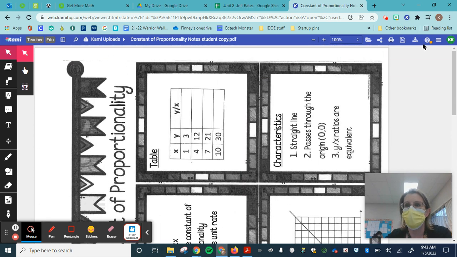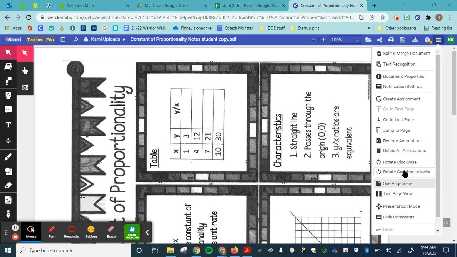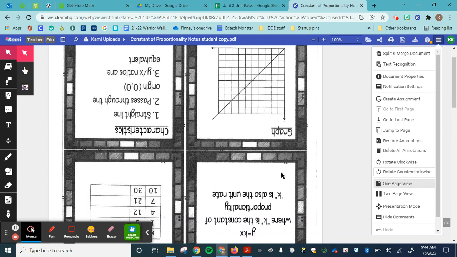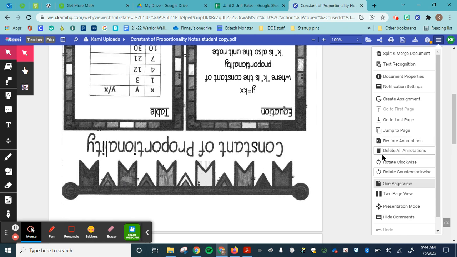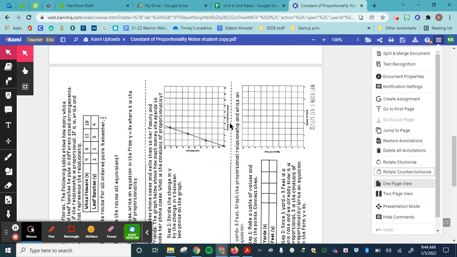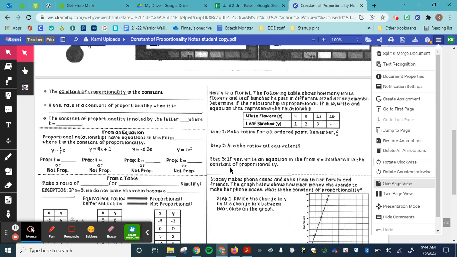First thing that you need to know is that we have to rotate counterclockwise. At the beginning, you'll need to rotate both times so that you can get your paper the right direction. You just click these three little lines and then you click rotate until it's correct. So we're starting here with the part that has all of the words.